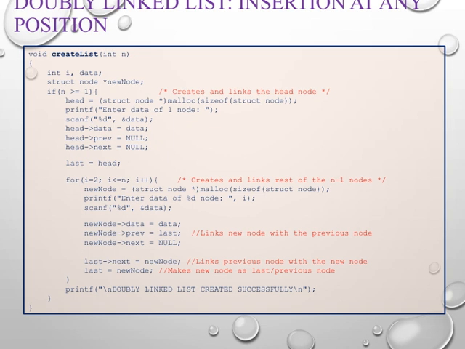We start by checking if n is at least 1, because if it's 0 or negative, there's no list to create. If n is valid, we allocate memory for the head node using malloc. Then, we prompt the user to enter data for the first node, read that input, and assign it to the head's data field.